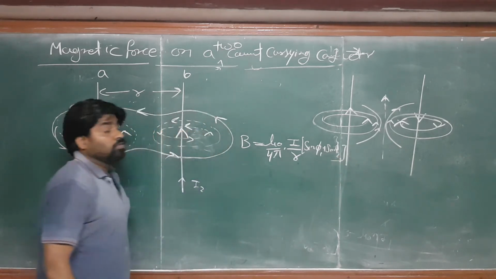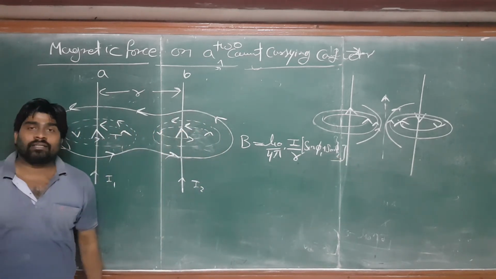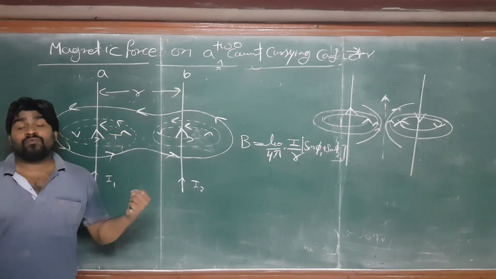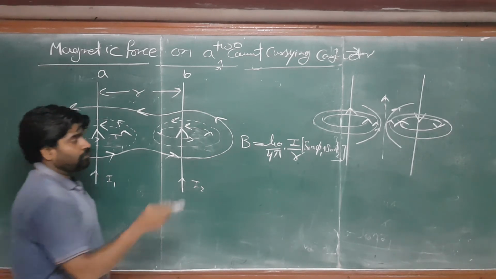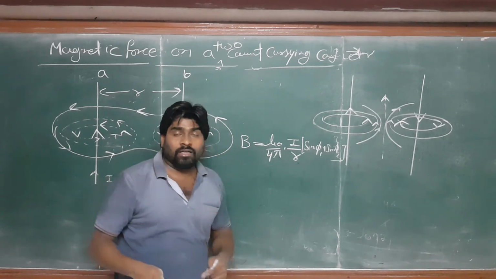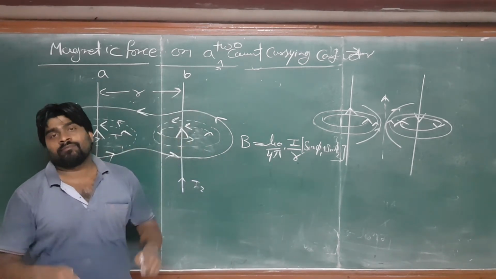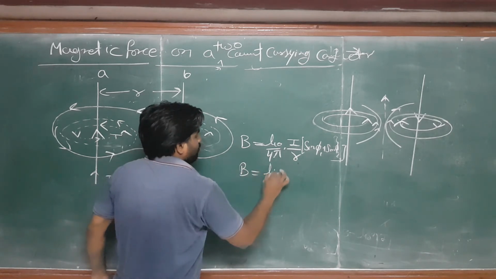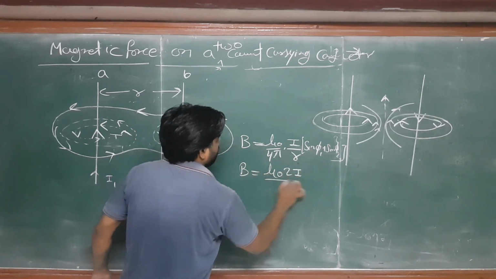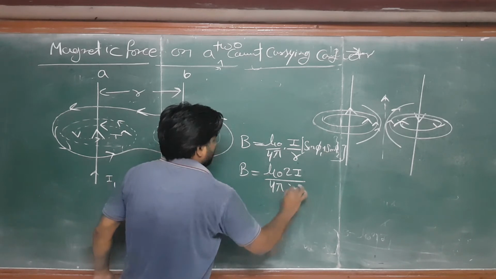If these two wires are infinite, and the point P which we are finding is at the bisector, then phi 1 and phi 2 would be 90 degrees. So sin 90 degrees and sin 90 degrees become 1 and 1, which gives 2. So we write here B is equal to mu 0 times 2I by 4 pi r.